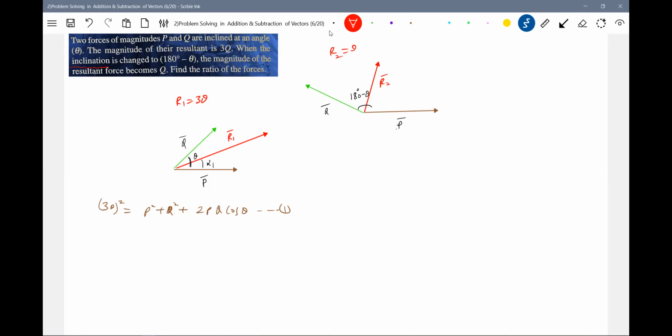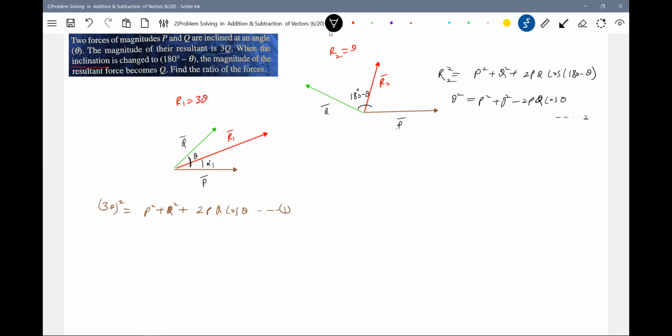What is R2? Here is how we solve it: R2 square is equal to P square plus Q square plus 2PQ cos of 180 minus theta. This will become only Q square. Cos of 180 minus theta is minus cos theta. So Q square cancels, P cancels, and we would get the value of cos theta. Earlier, shall we add up these two? I think that's better. We'll get a relation between P and Q.